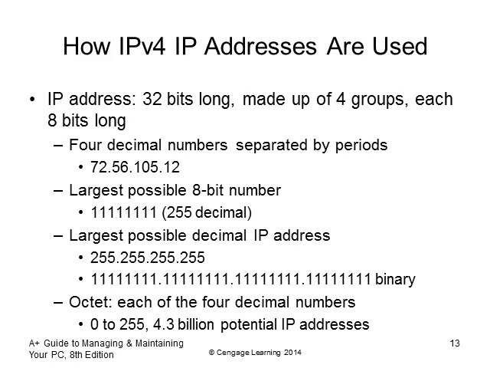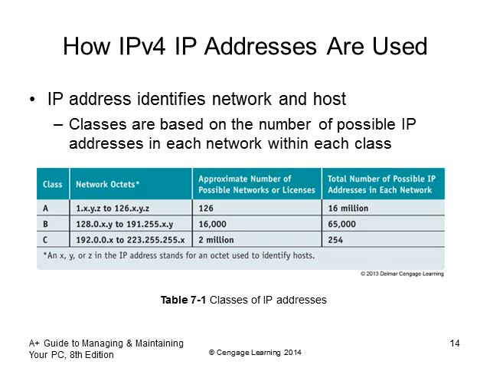But remember what I just said, we're running out of IP version 4 addresses. How IP version 4 IP addresses are used. The IP address identifies a network and host, and the classes are based on the number of possible IP addresses in each network within each class. For example, class A IP addresses begin with 1 and go through 126. Class B ranges from 128 to numbers that start with 191, and class C begins with 192 and ranges to numbers that start with 223.